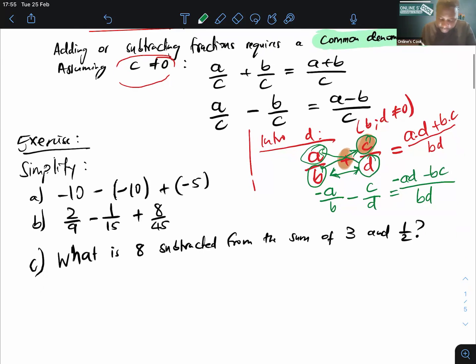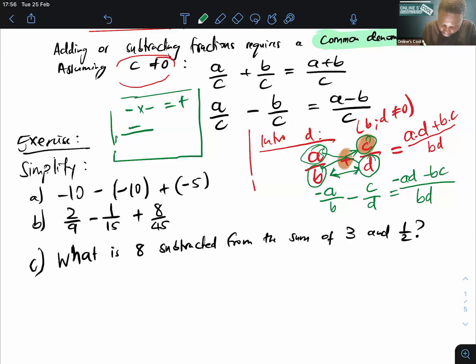So basically, always remember the following. I'm going to write it here before I introduce this exercise that I want us to do quickly. Negative multiplied by negative is equal to positive. Negative divided by negative is also positive. And then we know opposite signs: negative multiplied by positive is negative. Negative divided by positive is negative.